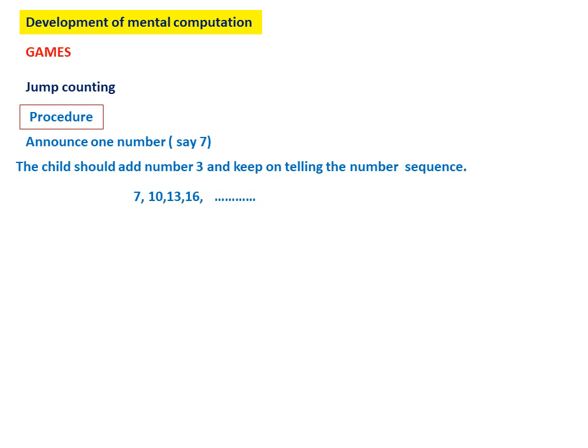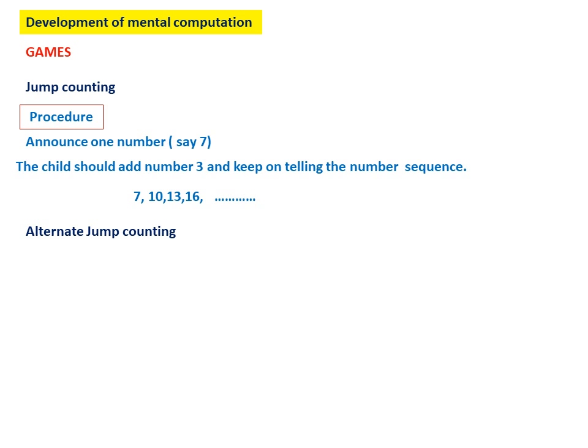First you tell 7. Then mentally the child adds 3 and says 10. Then you can say 13. Then 16. Then 19. Like that you can keep on. You can just say next, next, next, and the child should mentally compute and tell. So this is one game. You can see this is a very good game for the development of mental computation.